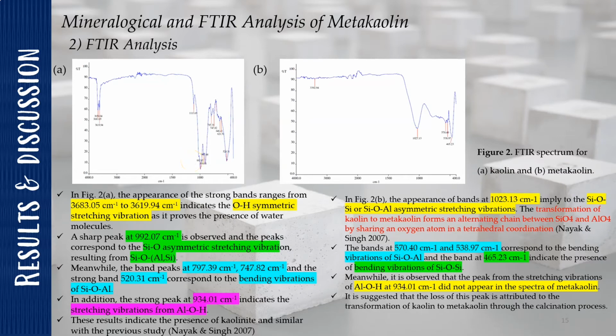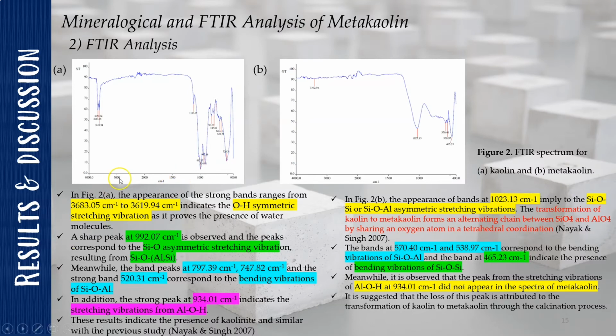A sharp peak at 992.07 per centimeter corresponds to the silicon-oxygen bond asymmetric stretching vibration resulting from the silicon-oxygen-aluminum or silicon bond. Meanwhile, the band peaks at 797.39 per centimeter, 747.82 per centimeter, and the strong band at 520.31 per centimeter correspond to the bending vibration of the silicon-oxygen-aluminum bond.